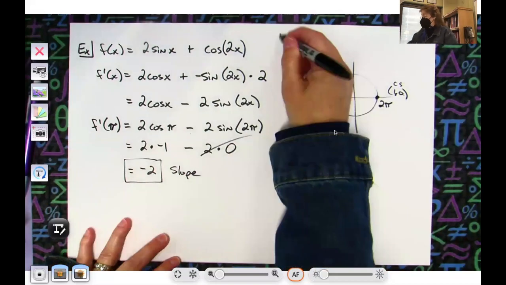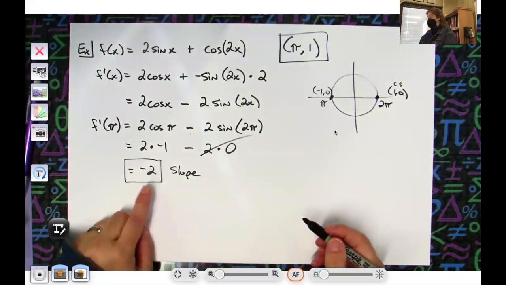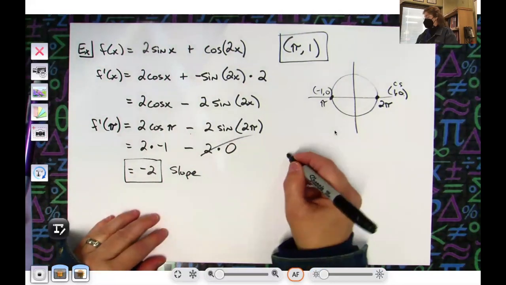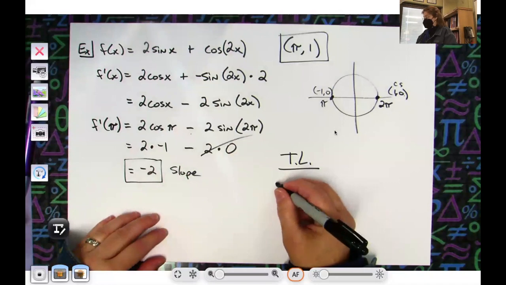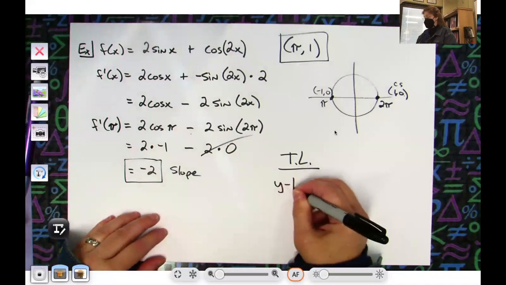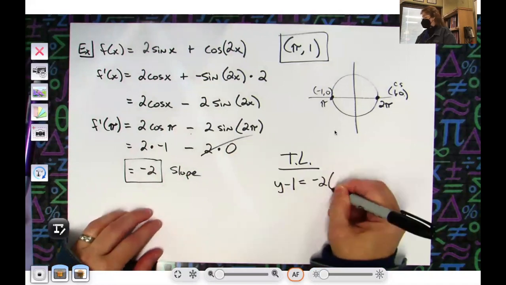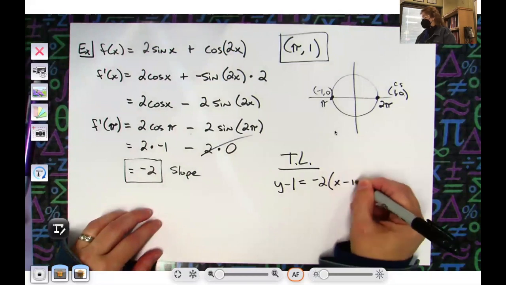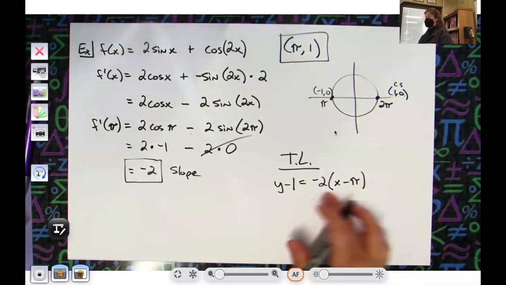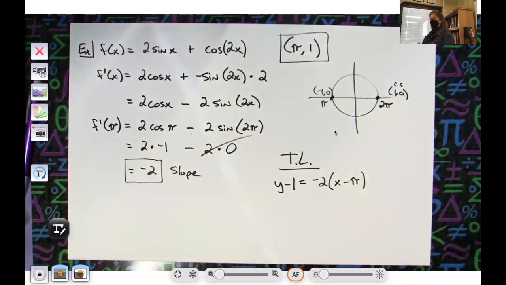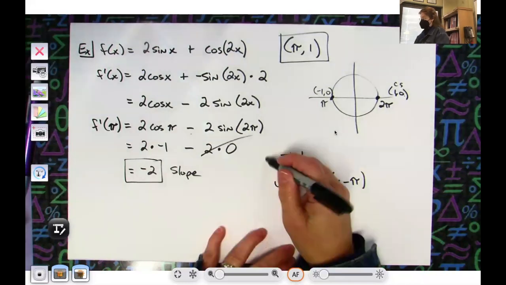I've got slope and I've got a point. Okay, I've got the point, pi, 1. I've got a slope. So if we do our equation of our tangent line, let's do it in point slope form. y minus 1, slope is negative 2, and then x minus pi. All right, and really, in all honesty, there's no reason to rearrange that. I believe the textbook, for a textbook answer, went ahead and distributed the 2 and moved the 1 over. I see no point in doing it. Point slope form is fine.